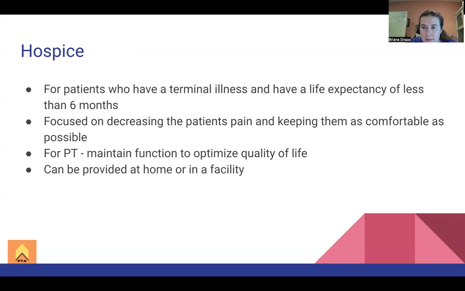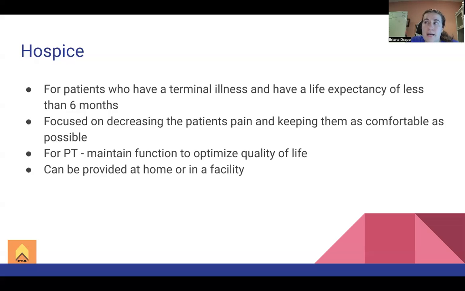So you might be like, well, what the hell is PT doing in a place where a patient's going to end up dying anyways? We're working on maintaining function to optimize their quality of life. Maybe they have a type of cancer that's really painful for them, but it feels better when they move. So we're trying to keep them mobile as long as possible. Maybe there's somebody who has cancer and they want to stay strong enough to be able to do a first dance with their daughter at their daughter's wedding.